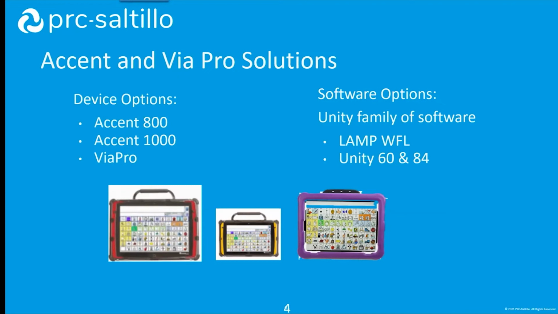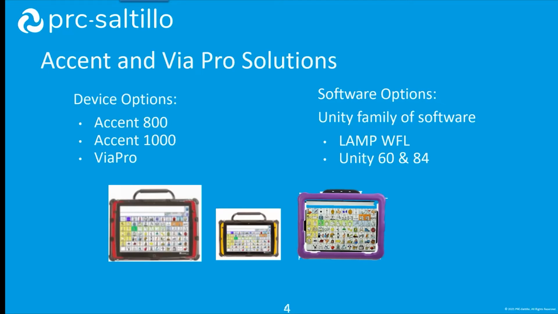Software options, we talked about Lamp Words for Life, and then Unity 60 or 84. And I think for Max, we really were focusing more on the sequence versus the one hit. He can start combining. He's doing that with light tech. So let's get him going right away with something robust like a sequenced.